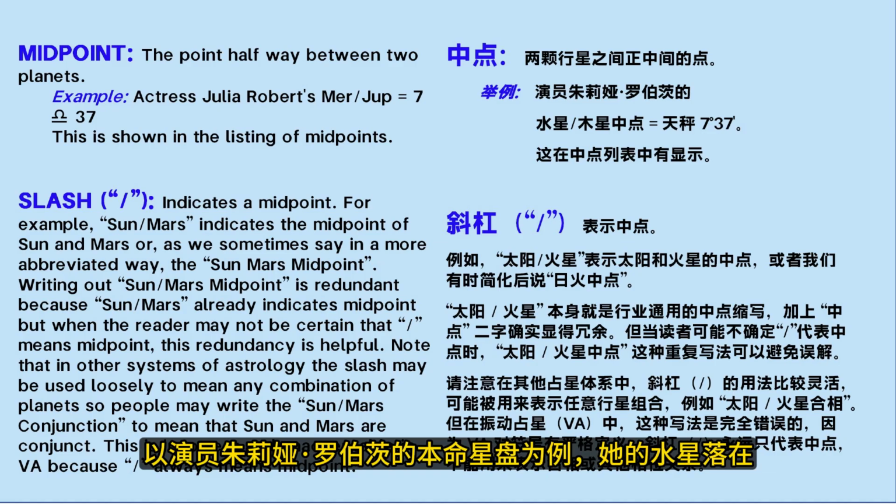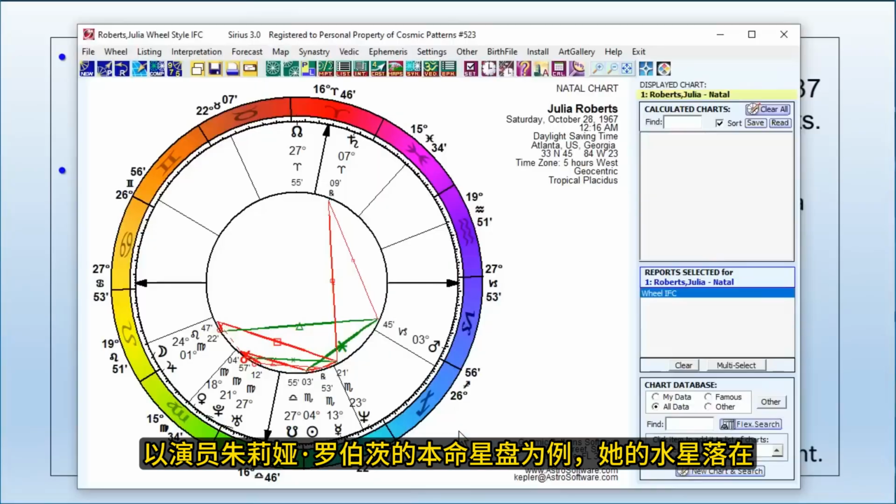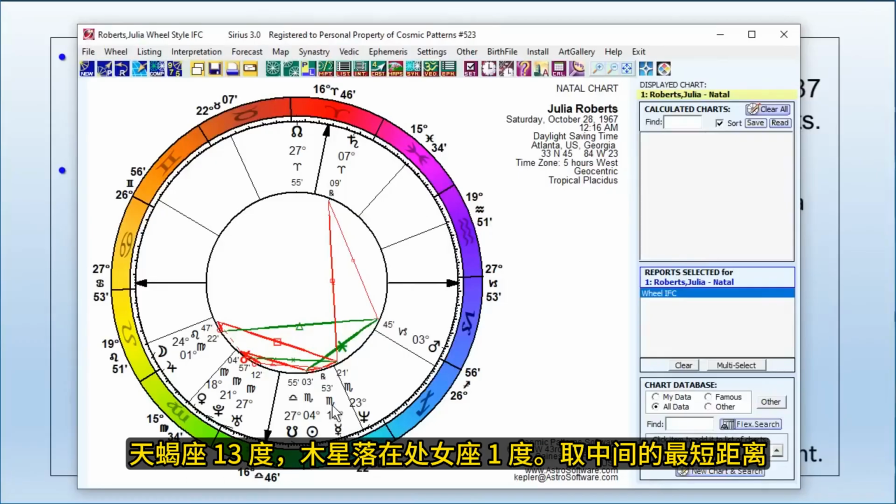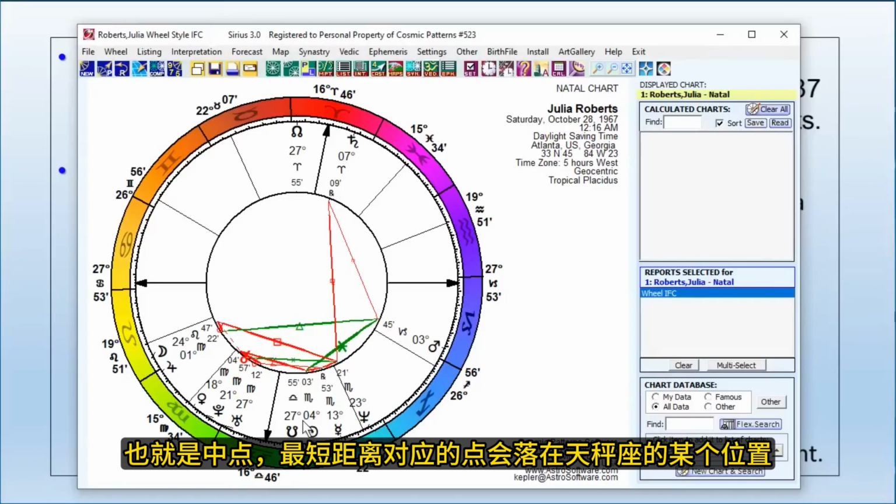So let's look at the actress Julia Roberts. Here's her birth chart. Her Mercury is at 13 Scorpio. Her Jupiter is at 1 Virgo. Going halfway in between, the shortest distance, the midpoint is going to be somewhere over here in Libra.